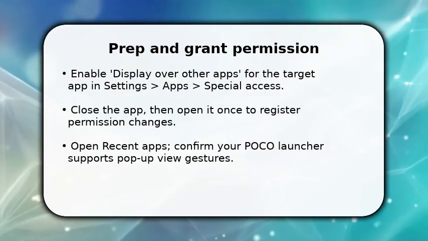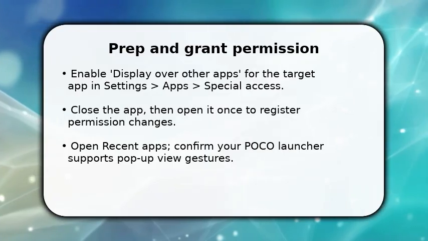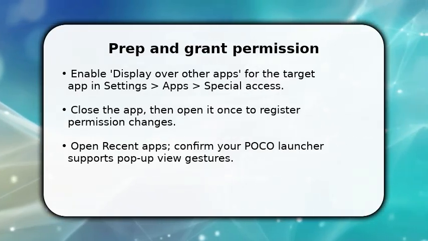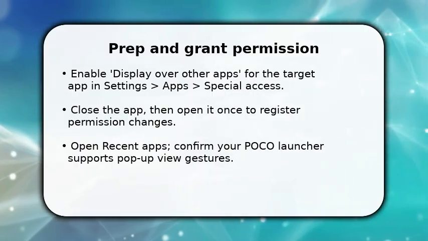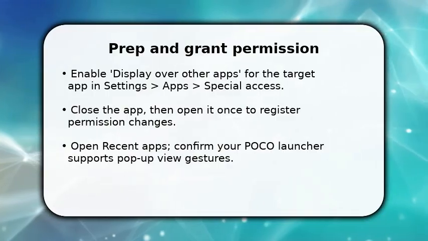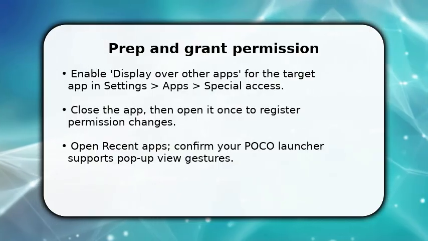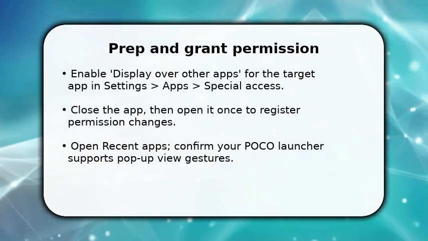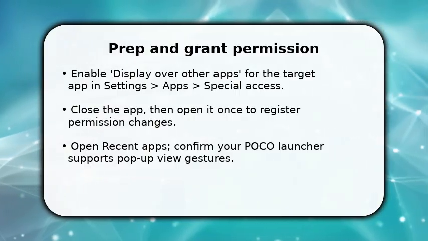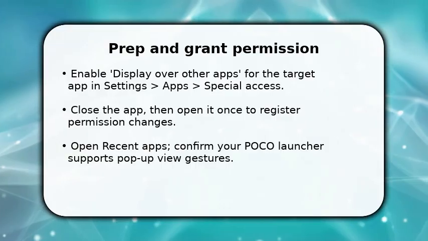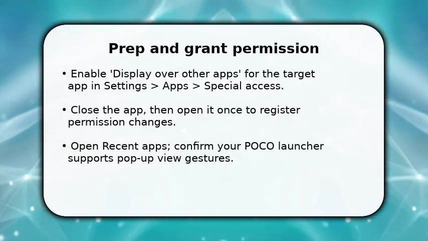Enjoy the video. You start by giving the app permission to draw over other apps so the floating window can appear. Go to Settings, Apps, Special Access, then allow display over other apps for the app you want. Once done, launch the app once so Android registers it. Make sure your Poco launcher or system supports pop-up view in recent apps. If not, enable any gesture navigation or relevant UI option. This foundation prevents permission blocks and avoids later failures when you try to float the window.